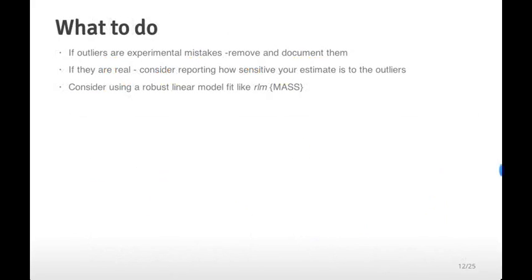So what do you do if you have outliers? If they're experimental mistakes and you know that they're a problem or they were a result of somebody collecting the data wrong, you should remove and document the variables that you removed and why you removed them. If they're real variables, so we talked a bit about outliers in income, say, where if you include Bill Gates in the data set, you'll actually have a huge outlier when that's not necessarily an incorrect reporting of that data.